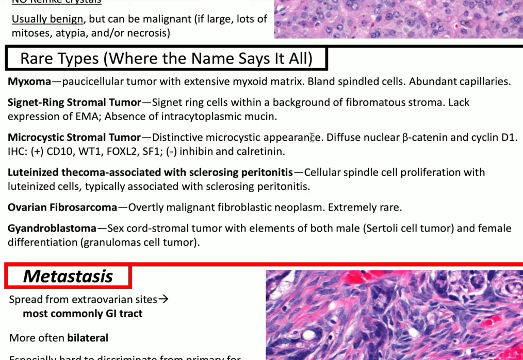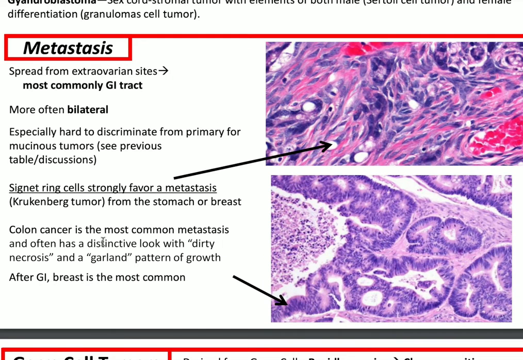Luteinized thecoma associated with sclerosing peritonitis. Cellular spindle cell proliferation with luteinized cells typically associated with sclerosing peritonitis. Ovarian fibrosarcoma, overtly malignant fibroblastic neoplasm, and extremely rare. Gynandroblastoma, it's a sex cord stromal tumor with elements of both male, Sertoli cell tumor, and female differentiation, granulosa cell tumor. So we talked about sex cord stromal, let's talk about metastasis.